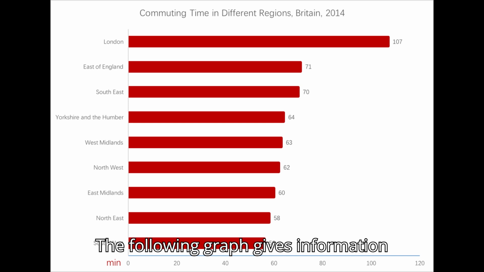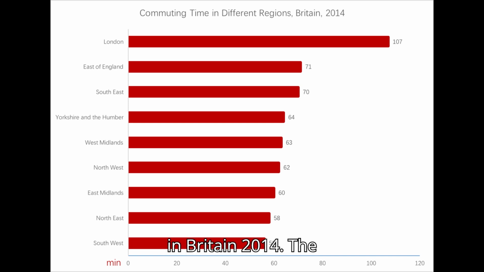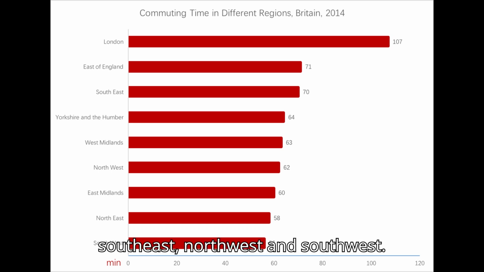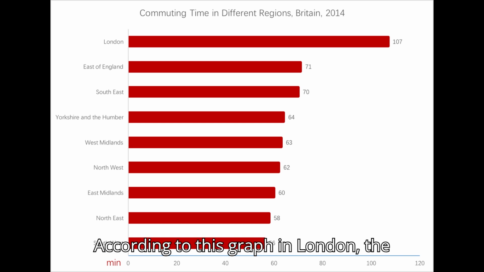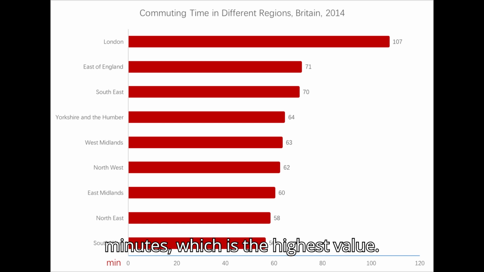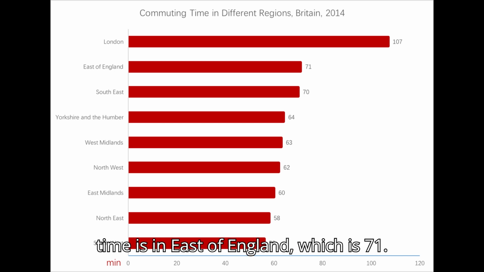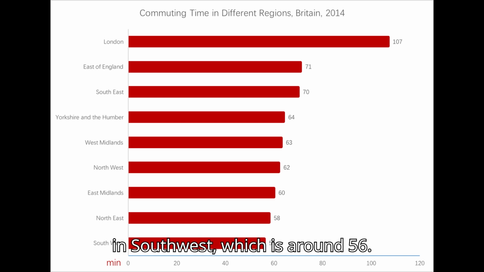The following graph gives information about commuting time in different regions in Britain, 2014. The items include London, Yorkshire, South East, North West, and South West. According to this graph, in London, the value of the commuting time is around 107 minutes, which is the highest value. You can see from this graph that the second highest value of the commuting time is in East of England, which is 71. The lowest value of commuting time is in South West, which is around 56. In conclusion, London has the highest value of commuting time.